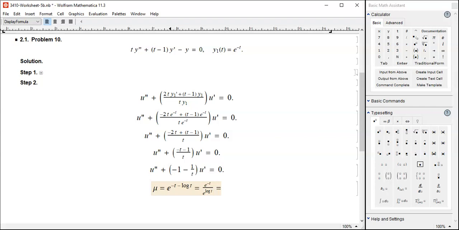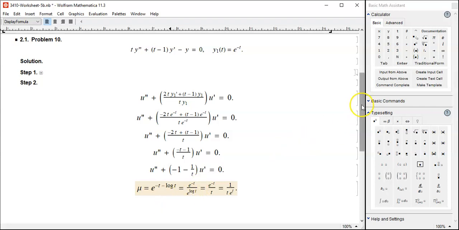So we have a cancellation. So e to the -t over t. And as a matter of fact, we can bring that exponential down as well. Okay, that's the integrating factor.